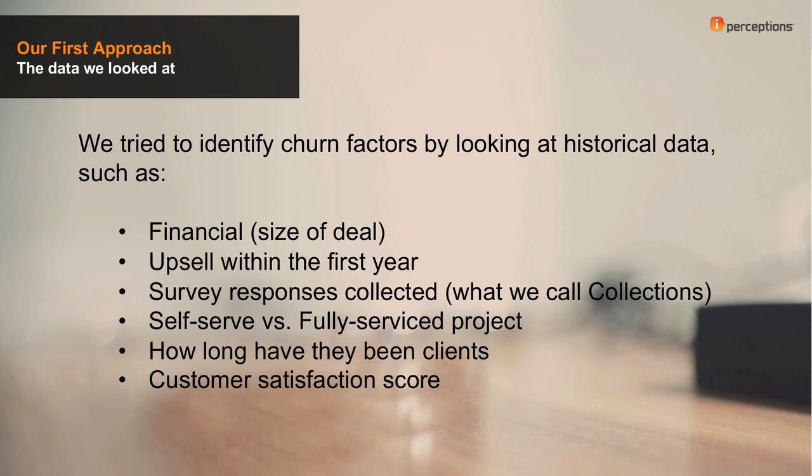Our first approach, we tried to identify churn factors by looking at historical data. So we looked at everybody who had churned in the past couple of years, and we tried to see any correlation between some metrics and different attributes. So we looked at the financial aspect, so the size of the deal, whether they were upsold within the first year, how many survey responses they had collected, so collection in general, self-service projects versus fully managed clients, how long have they been our clients, the life cycle, and their customer satisfaction score.